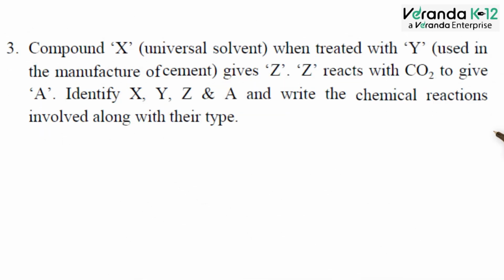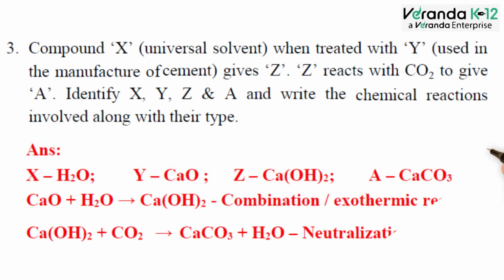Question number 3. We have to identify compound X, Y, Z, A, and we have to mention the proper chemical reaction and its type involved. So X is a universal solvent, it is nothing but water. And Y is used in the manufacture of cement, it is calcium oxide, where water and calcium oxide combine together to form the compound Z, it is calcium hydroxide.